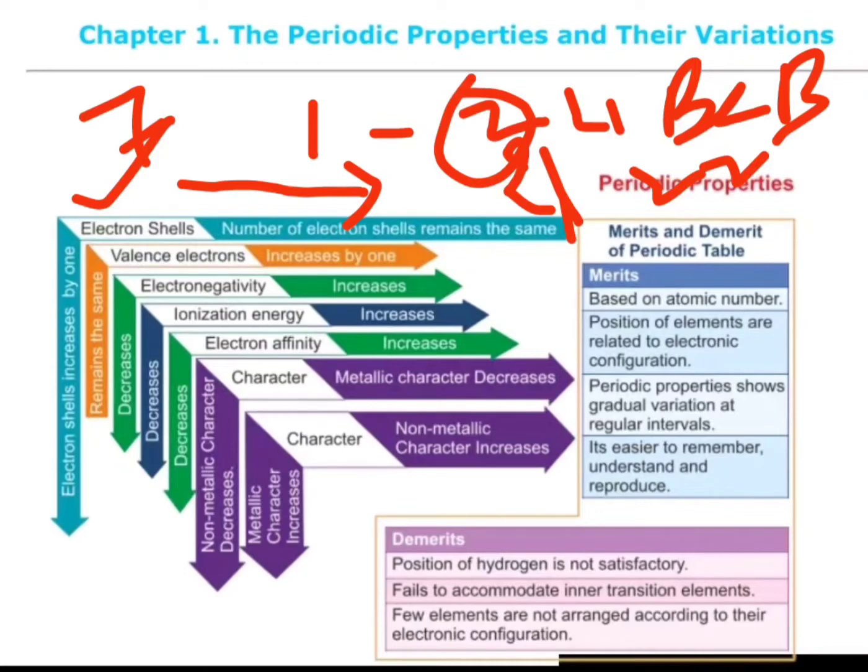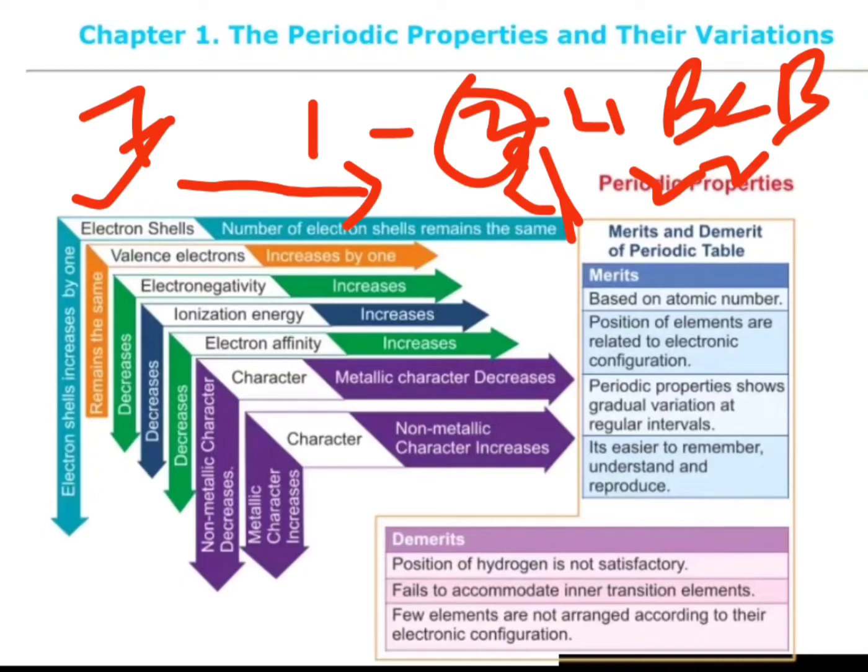Because the number of cells in the period is the same, the size should be the same for all elements. But still another factor affects the size of the atoms. We will discuss it later.